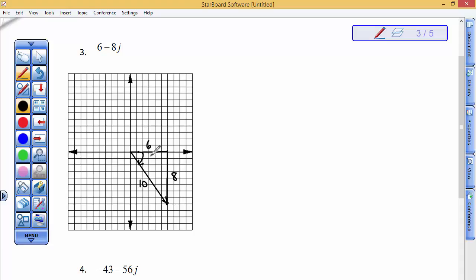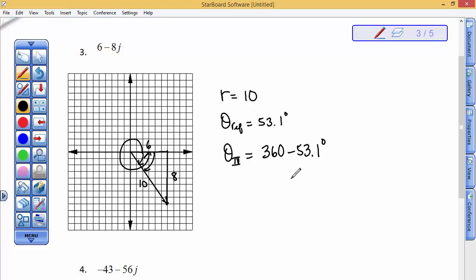So my r value is still 10, my reference angle is still that 53.1, but because I'm in the fourth quadrant, theta in the fourth is always 360 minus that reference angle, which would be 306.9 degrees, I believe. And so finally, we would write this 6 minus 8j in its polar form as 10 times the cosine of 306.9 degrees plus j times the sine of 306.9 degrees.